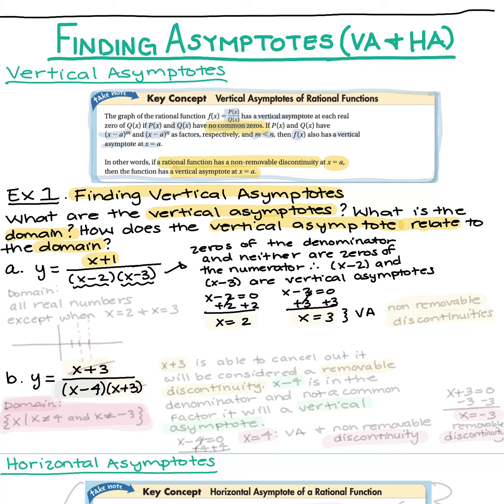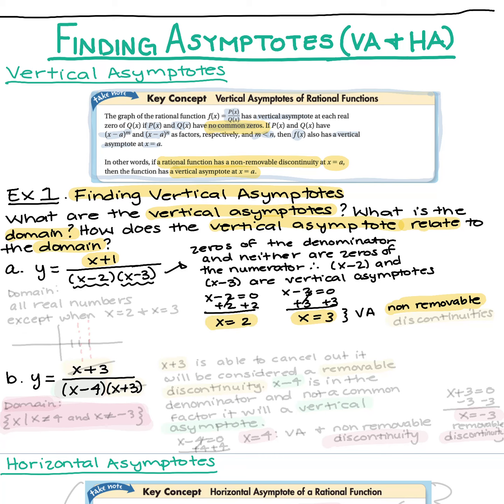Therefore, if they're considered asymptotes, they're going to be considered non-removable discontinuities. Now, the reason why these are non-removable discontinuities, guys, is because they're asymptotes. Asymptotes, you cannot take them away at all. They're going to be there permanently forever and ever and ever. So therefore, they have to be considered non-removable. Okay? So those two right there are your vertical asymptotes.